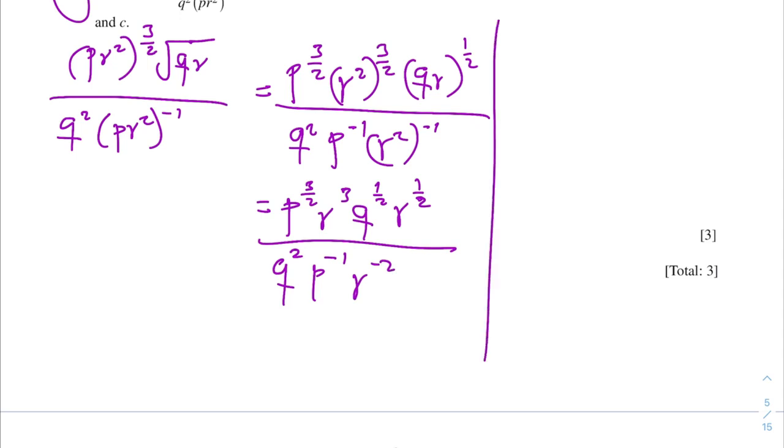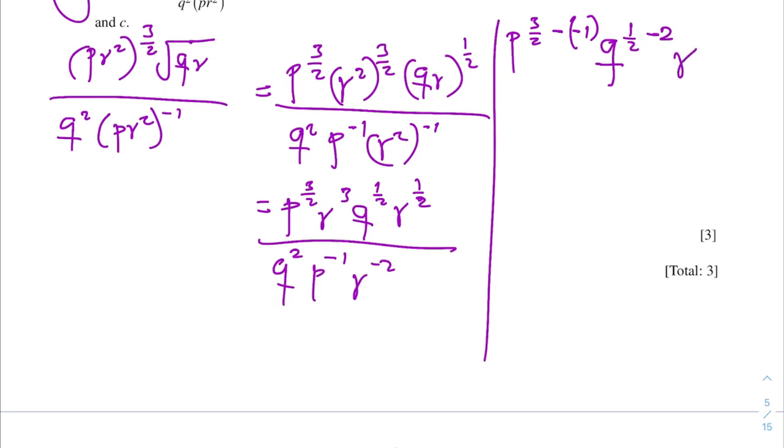Okay, now the next thing we do is to apply the division rule that says that you subtract the powers. So for the P, I have P to the power 3/2 minus, well, the P here is -1, so be careful. So you have minus into brackets -1. Then next one is Q, right? So the Q here has a power of half, minus the Q down there having a power of 2.